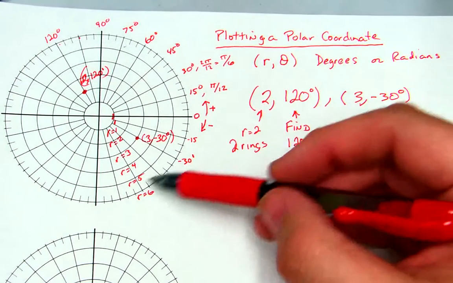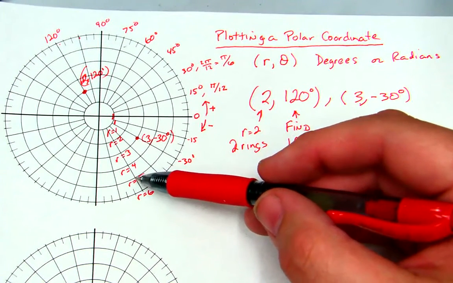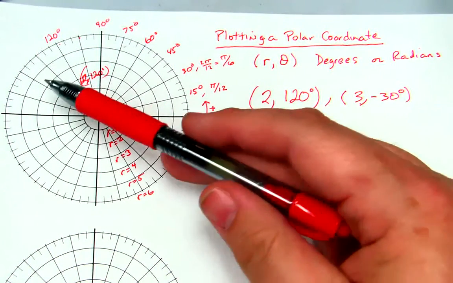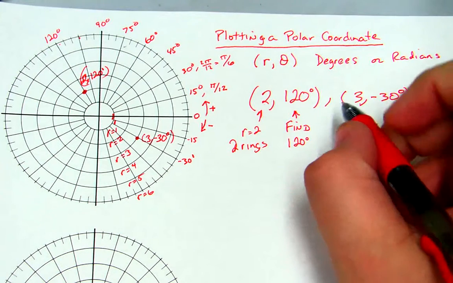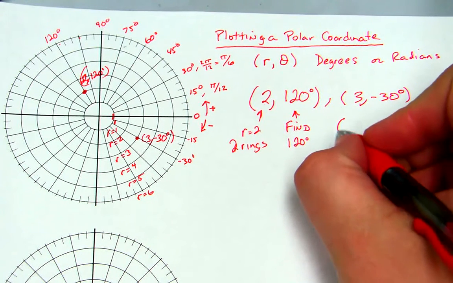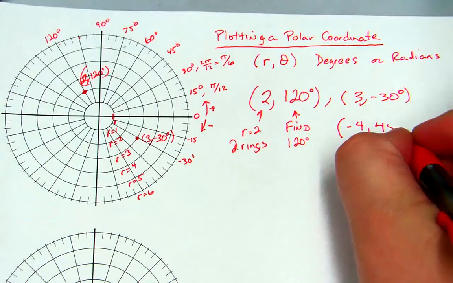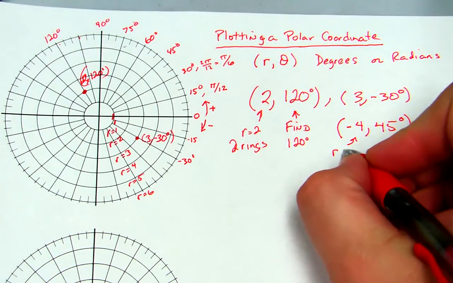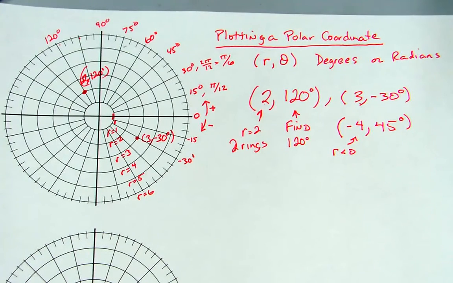So, if it's negative, we're going to go in the clockwise direction. If it's positive, we're going to go in the counterclockwise direction as far as angles go. But here's the trick. Let's say we want negative 4, 45 degrees. And this is when r is less than 0. Now this one's a little bit more tricky.